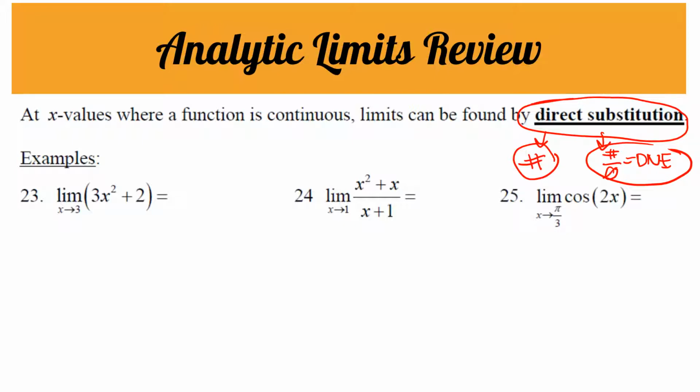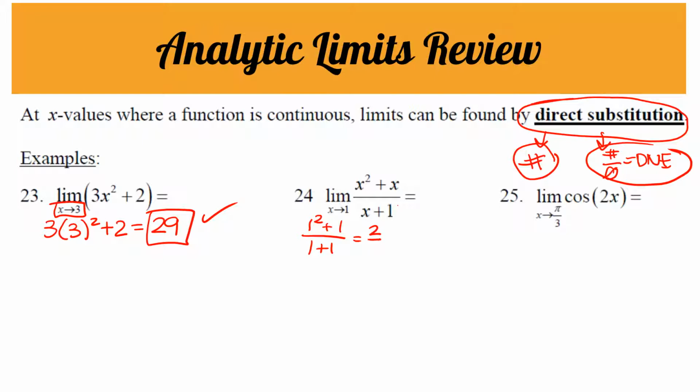So for 23, if we just plug in our x approaching 3, that's going to give us 29. And since 29 is just a number, that's all we've got to do. We're done. All right. Now, 24 looks a little scary because we have a denominator, so that should make us a little nervous. But we're just going to plug and chug and see what happens. So that gives us 1 squared plus 1, 1 plus 1, 2 over 2, or in other words, 1. All right, also golden. Another example where direct substitution works.